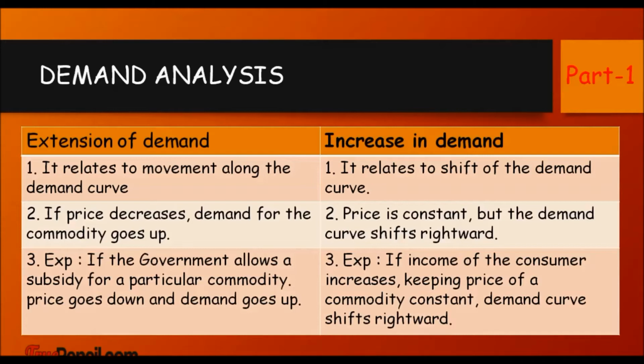In case of extension of demand, we can cite an example: if the government allows a subsidy for a particular commodity, price goes down and demand goes up. But in case of increase in demand, the example is if income of the consumer increases, keeping price of a commodity constant, the demand curve shifts rightward. Of course, if the commodity is a normal one.